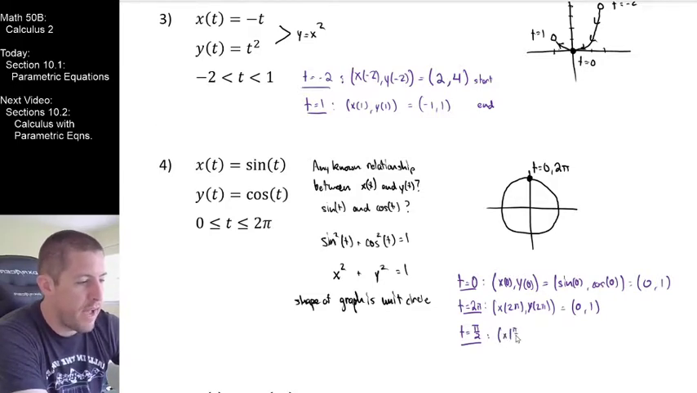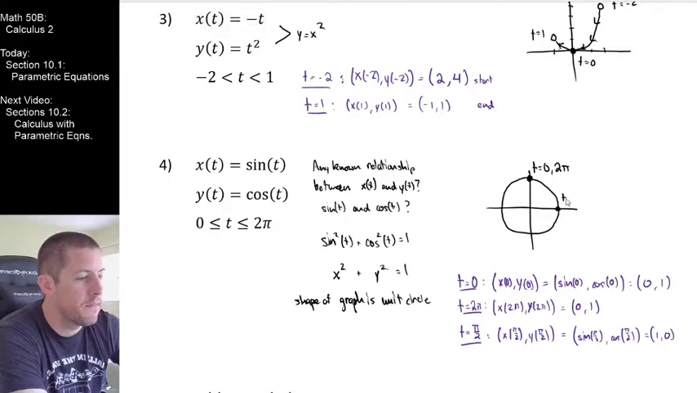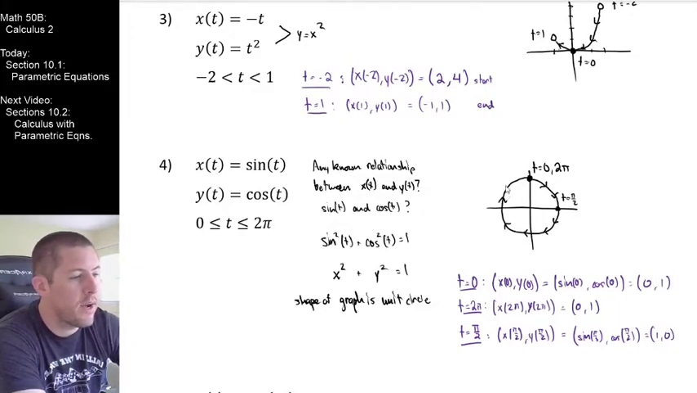So if I did x of pi halves and y of pi halves, I'm assuming that I'm making a quarter of the distance around the circle, and the question is in what direction. Sine of pi halves is 1. Cosine of pi halves is going to be 0. And we get 1, 0. So I know that at time pi halves, I'm sitting right here. So this is just further evidence that we are, in fact, traversing the circle in the counterclockwise direction.